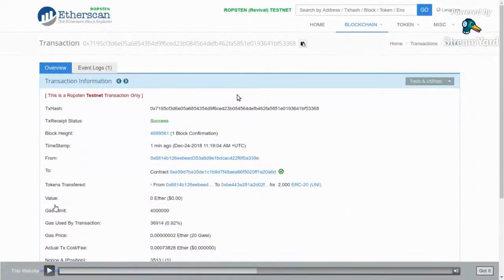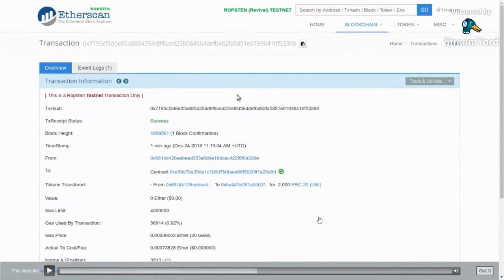Gas limit is the total gas to be consumed for that particular block, and gas used by transaction is the gas consumed for this particular transaction, and gas price. Gas price is like gas times some 10 power minus 18. There is a standard formula for that, and the actual transaction fees in terms of ether are mentioned, and nonce. So basically, what is nonce?